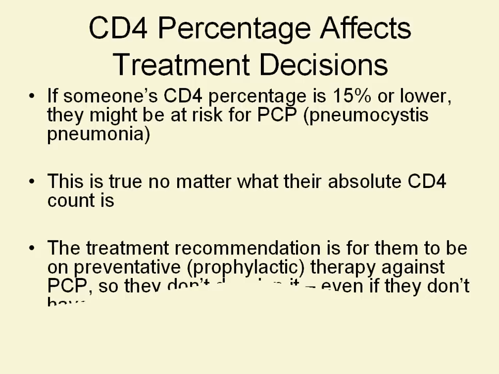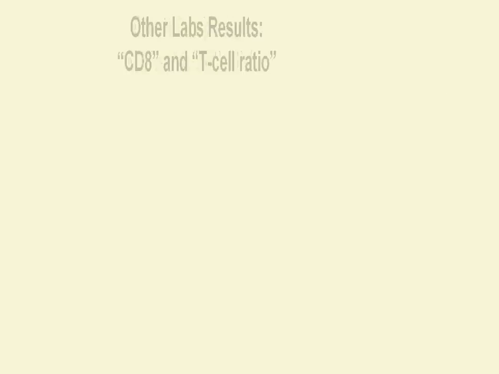So the treatment recommendation for them is to be on preventative therapy against PCP so they don't develop it, even if they don't have symptoms. And that's what we call prophylactic therapy or preventative therapy. We'll be talking more about that when we talk about opportunistic infections. But what you should know is that a CD4 percentage of 15% or lower can put someone at risk for OIs no matter what their absolute CD4 count is.